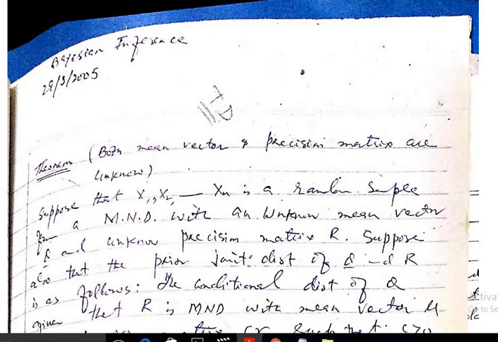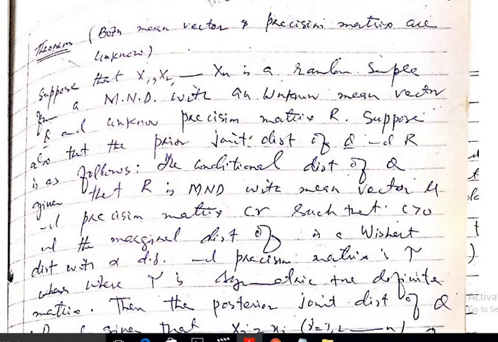Suppose that x1, x2, x3 up to xn is a random sample from a multivariate normal distribution with an unknown mean vector theta and unknown precision matrix R. Suppose also that the prior joint distribution of theta and R is as follows. The conditional distribution of theta given R is a multivariate normal distribution with mean vector mu and precision matrix C gamma, such that C is greater than 0, and the marginal distribution of R is a Wishart distribution with alpha degrees of freedom and precision matrix tau, where tau is a symmetric positive definite matrix.